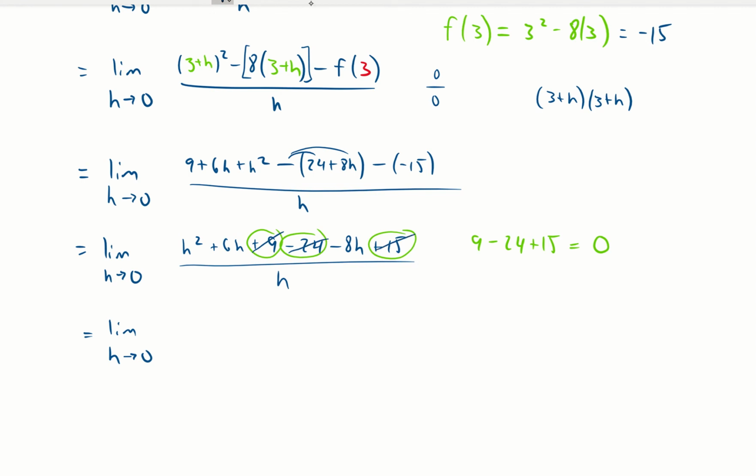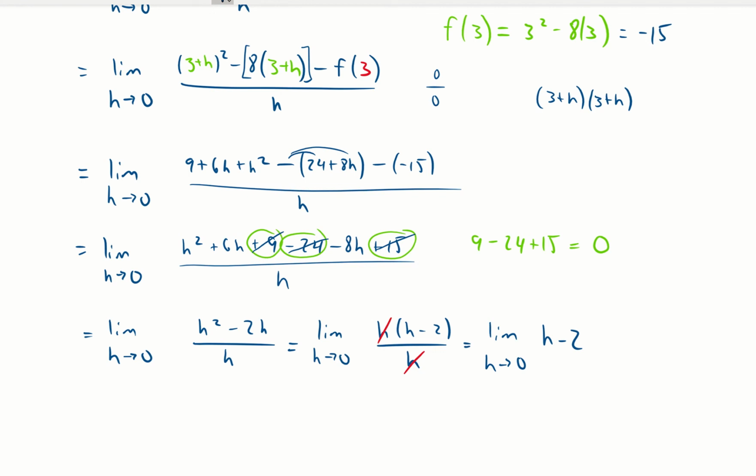And we had h squared plus 6h minus 8h. So that's really h squared plus 6h minus 8h is minus 2h all over h. And hopefully we immediately notice that there is a common factor. So if I factor out that h in the numerator, that leaves h minus 2 all over h. And now I can cancel those h's. And I have the limit as h approaches 0 of h minus 2.